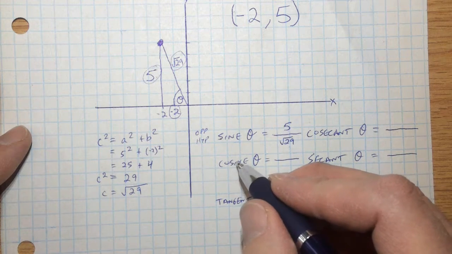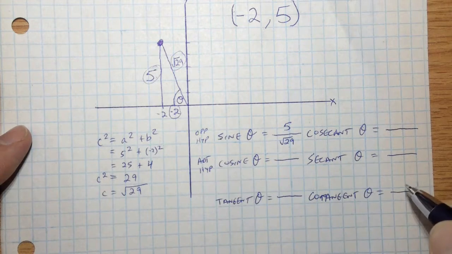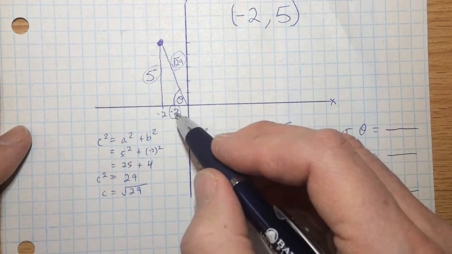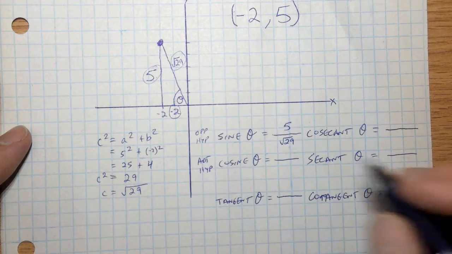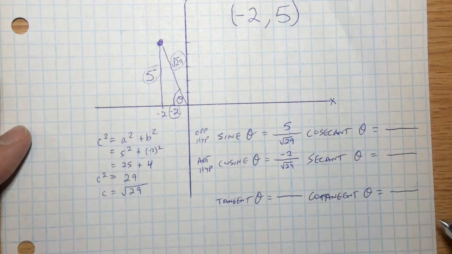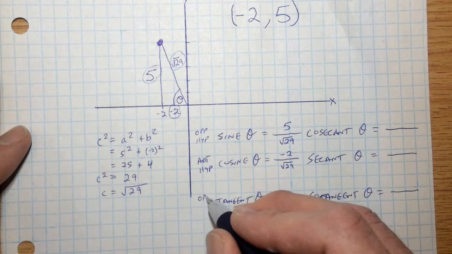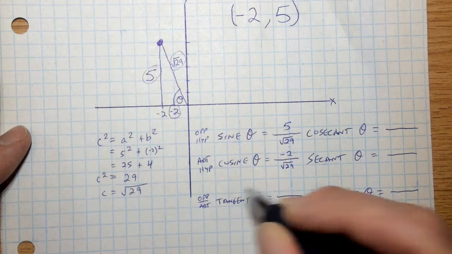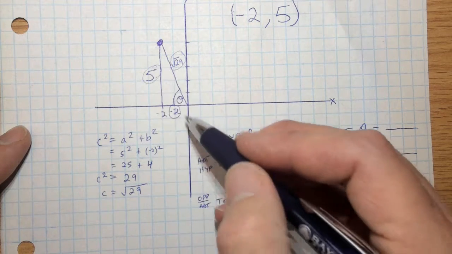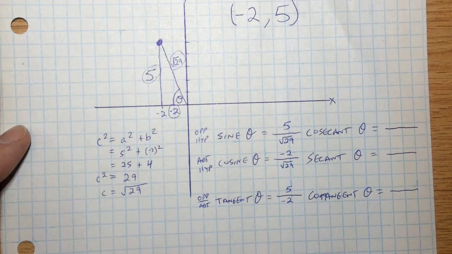Now we go to cosine. Cosine is adjacent over hypotenuse. So the adjacent is -2, and the hypotenuse is square root of 29. So -2 over square root of 29. Tangent is the opposite over the adjacent. Opposite is 5, adjacent is -2, so we have 5 over -2.